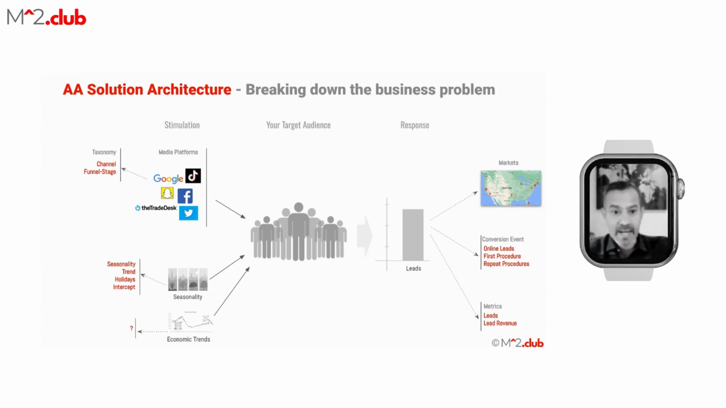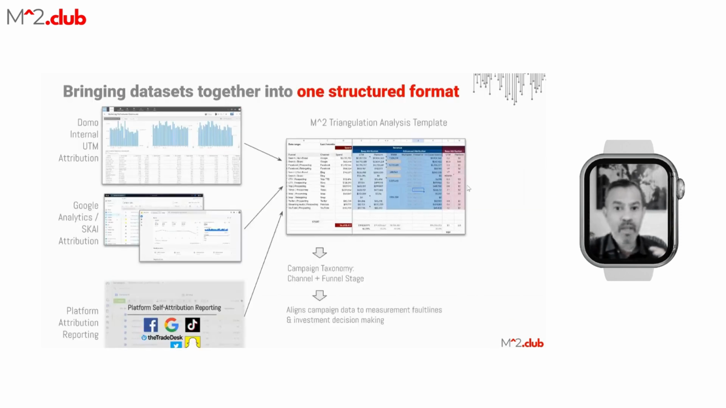Now, on the left-hand side, all the different channels and how to taxonomize them, and how much of the seasonality and other variables I need to bring into the measurements. These are the questions I'm asking when I'm trying to understand how to solution the architecture for his measurement for his business, okay? Now, this is a big part of the challenge, to bring all the data sets together into one triangulation analysis template. It's always a challenge. You have to climb the cliff, no other way about it.